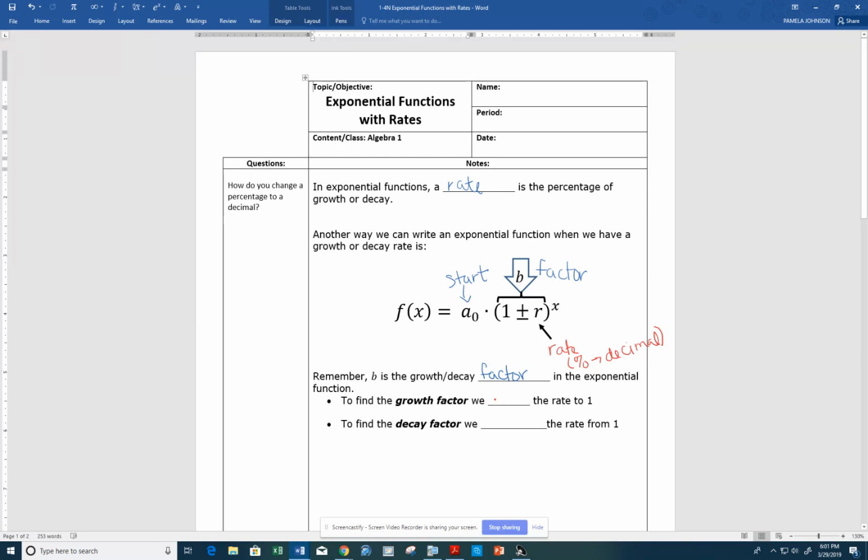So if we have a growth factor, or define the growth factor, we're going to add the rate to 1. So it will be 1 plus our percentage. Okay? If we have a decay factor that we need to find, then we're going to take 1 and we're going to subtract our rate.